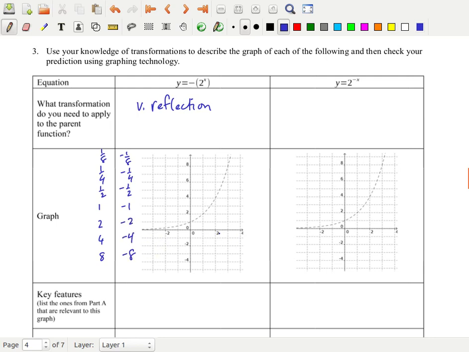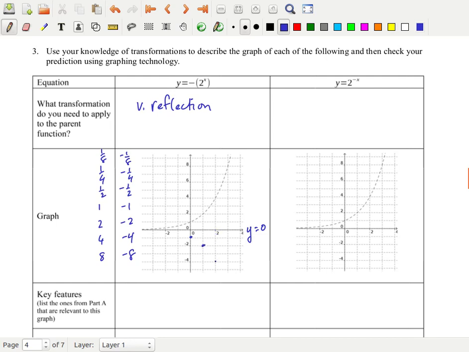Has the horizontal asymptote changed? No, it has not, because if you take the value y equals 0 and multiply it by negative 1, you still have the value y equals 0. So now, instead of having a y-intercept 1 unit above the asymptote, it's 1 unit below. Then our step pattern over 1, and now it's going to be down 2.